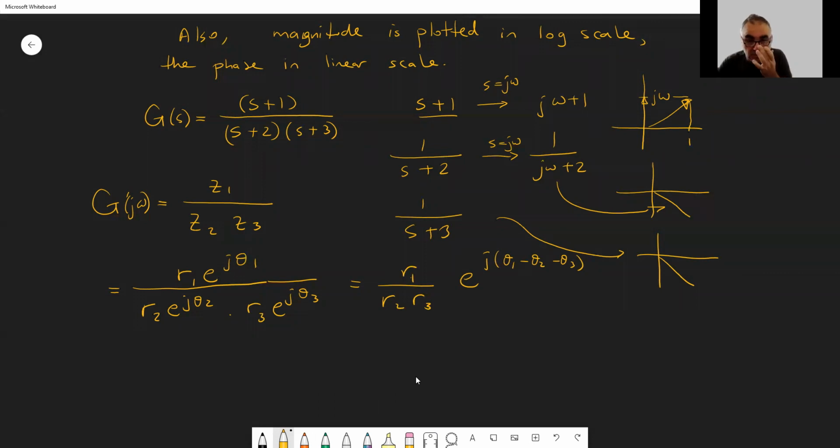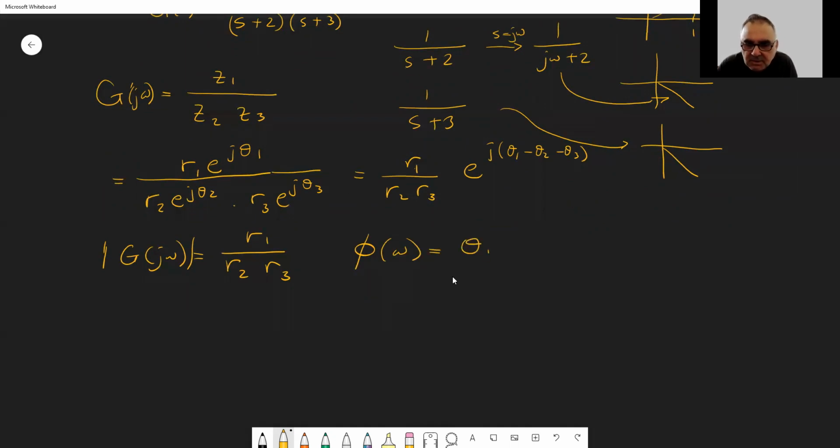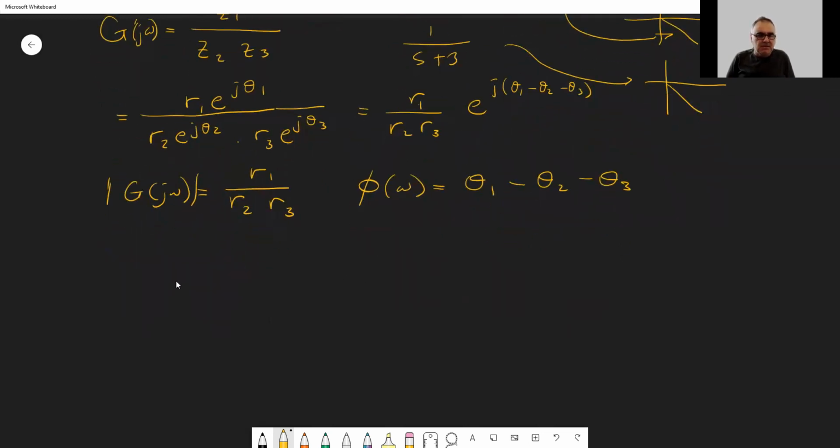R is the magnitude of each of these terms. Now we have the multiplication. So we see that g of j omega, the magnitude of it is, let's say, r1 divided by r2, r3, right? And the phase of omega for this thing is theta 1 minus theta 2 minus theta 3. So individual things are added up in the phase, and the individual things are multiplied or divided in the magnitude.